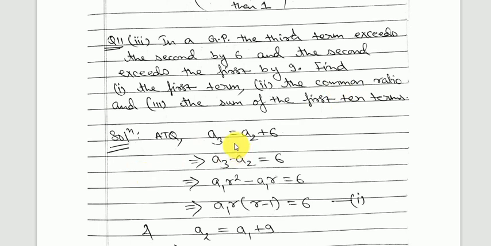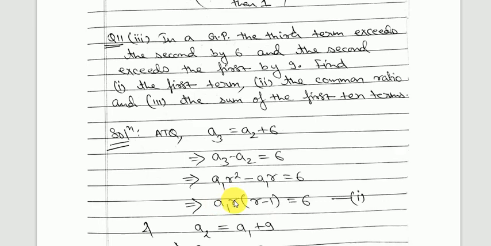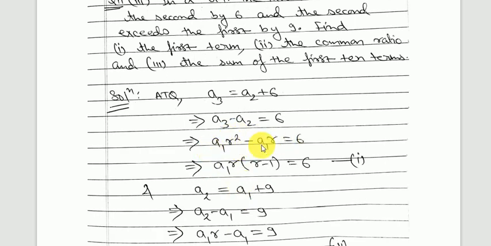So according to the question, A3, the third term, exceeds the second by 6. That means the third term is equal to A2 plus 6. That means A3 minus A2 will be equal to 6. And A3 is what? A1 R square, minus A2, which is A1 R. Clear? Now in these two, what is common? A1 R is common. So A1 R (R minus 1) is equal to 6.